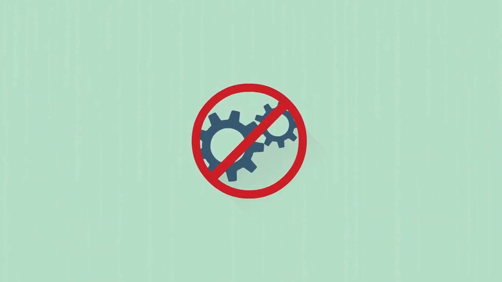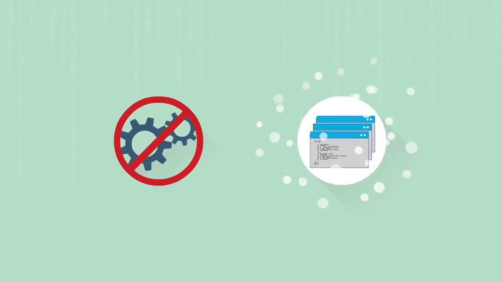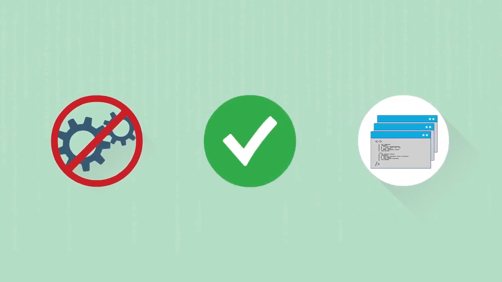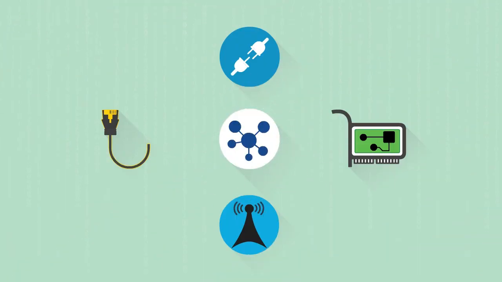So really no configuration. Nothing has to be accessed in terms of an interface to get to it. It's just there. It's ready to go. So those are the types of components that we find at the physical layer.